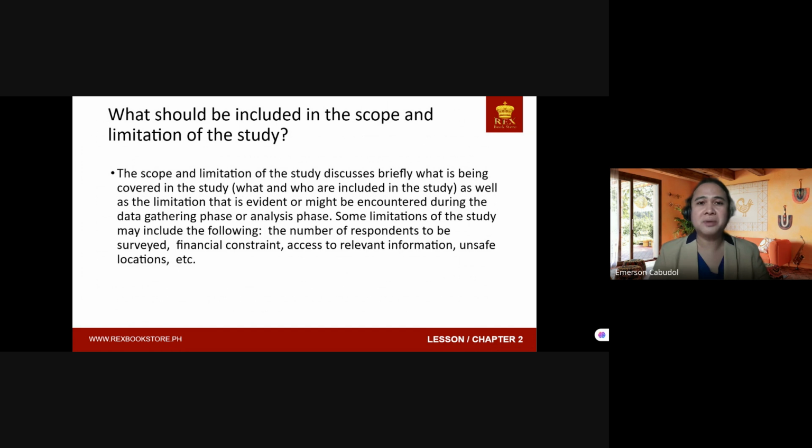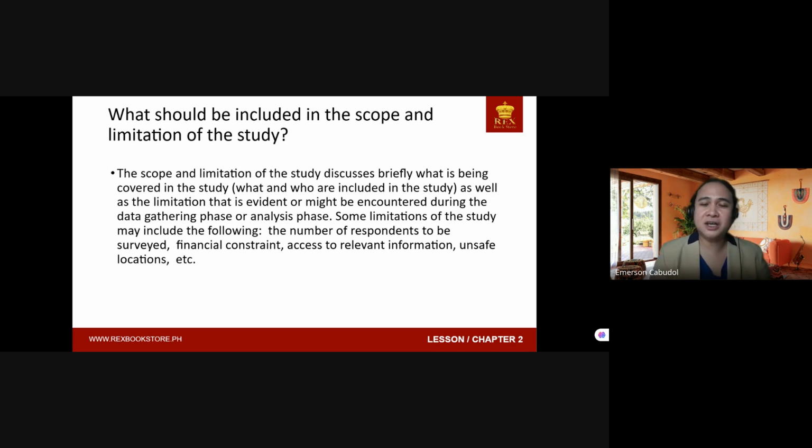Okay, let's now talk about the scope of the study. The scope of the study defines what the research covers, including specific variables, population, and time frame. For instance, this study examines the impact of remote work policies on employee productivity and job satisfaction among knowledge workers in the tech industry during the period of 2023 to 2024.